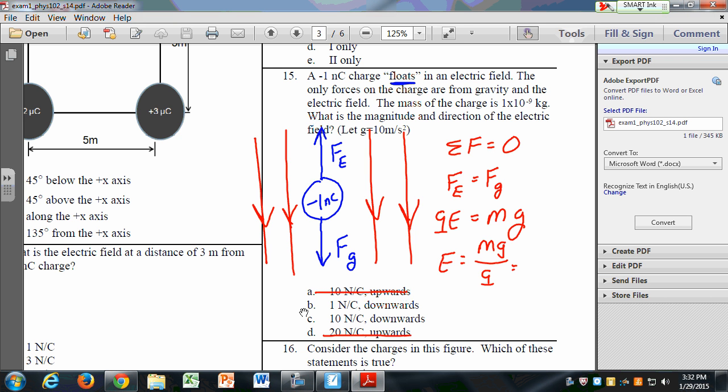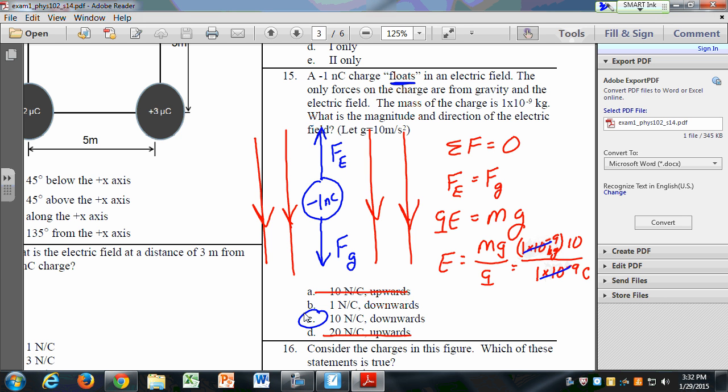M was 1 × 10⁻⁹ kilograms. This is 10. And q is 1 × 10⁻⁹ coulombs. Notice that these numbers cancel, so I'm left just with 10. So it must be C, 10 newtons per coulomb downwards.